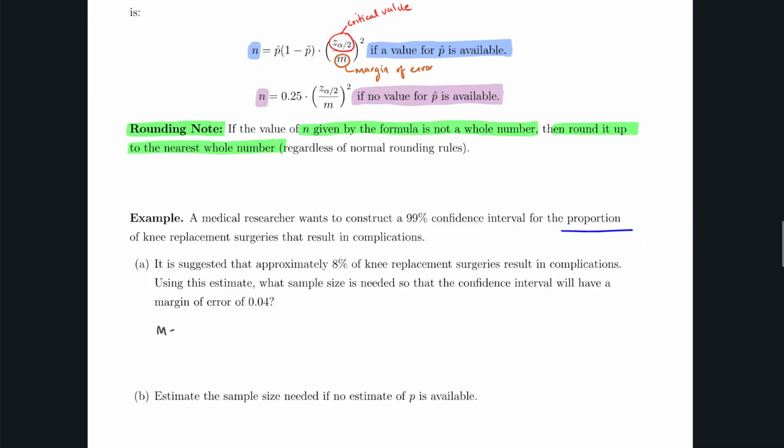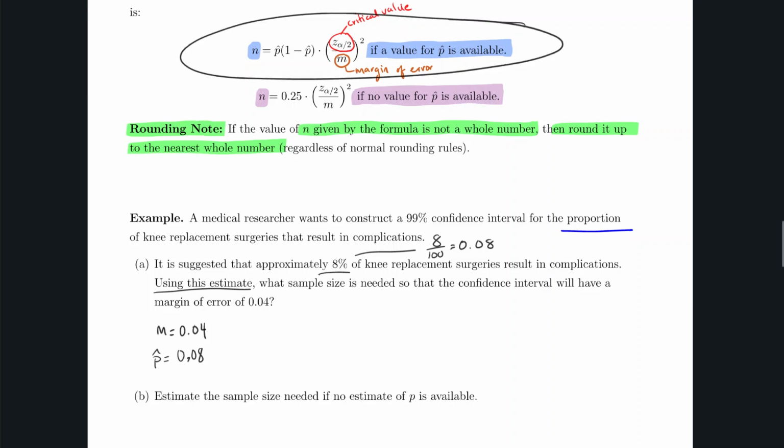So I'm going to record a few things. For us, m is our margin of error, that's 0.04, that was told to us. They said we're using this estimate of 8%. Remember, 8% is a part out of the whole, 8 out of 100, or as a decimal, 0.08. So my p hat, my estimate of complications that would occur, is 0.08. Since p hat is known, I'm going to use the first formula.